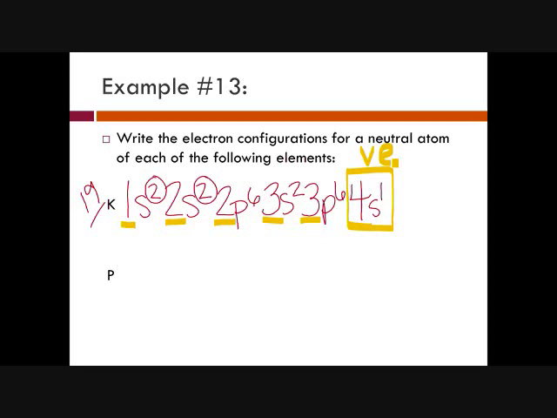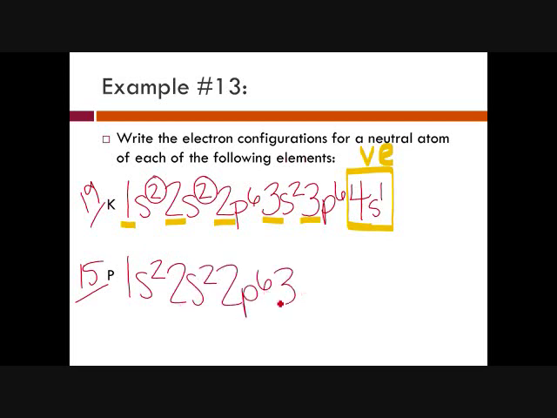Okay? So let's do P. What's P? 15. It's phosphorus. So it's going to be shorter than what we just had, right? So we have 1s2, 2s2, 2p6, 3s2, and 3p3. How many valence electrons do we have this time?